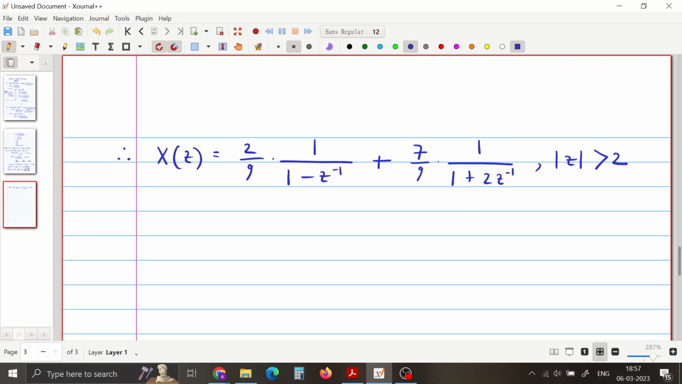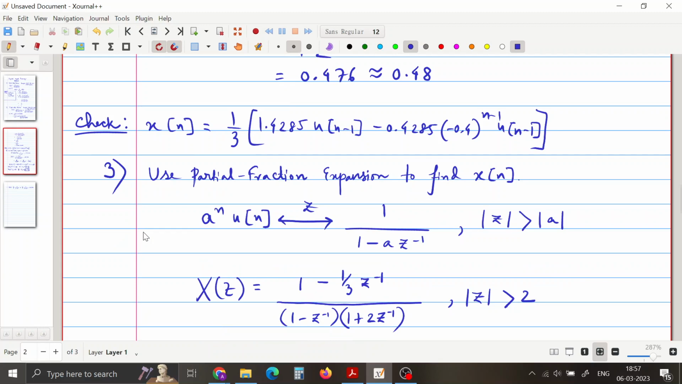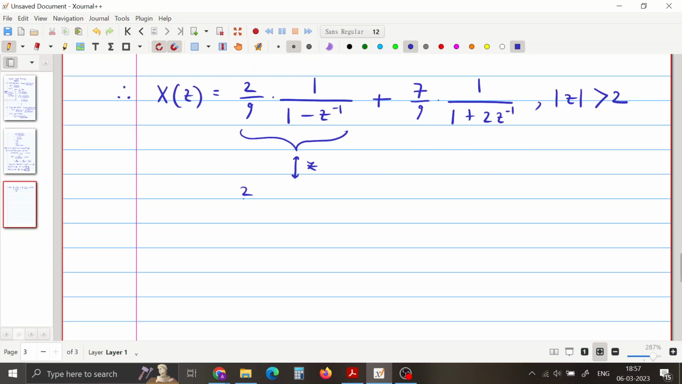So now what to do? We already know this relation, given relation, a power n u of n has a z transform 1 by 1 minus a z inverse. So we will use that relation. So obviously this first term here has an inverse z transform equal to how much? The constant will remain as it is, 2 by 9 times. So here it's of the form 1 by 1 minus a z inverse, where a is 1. So we have a power n u of n, a is 1, 1 power n is simply 1, so it's u of n.